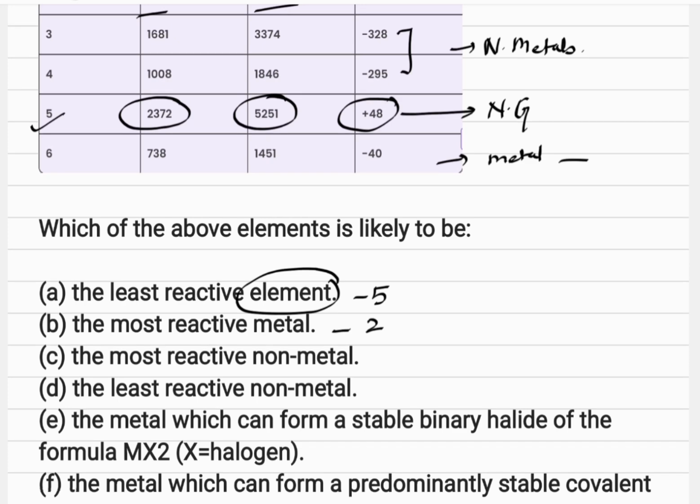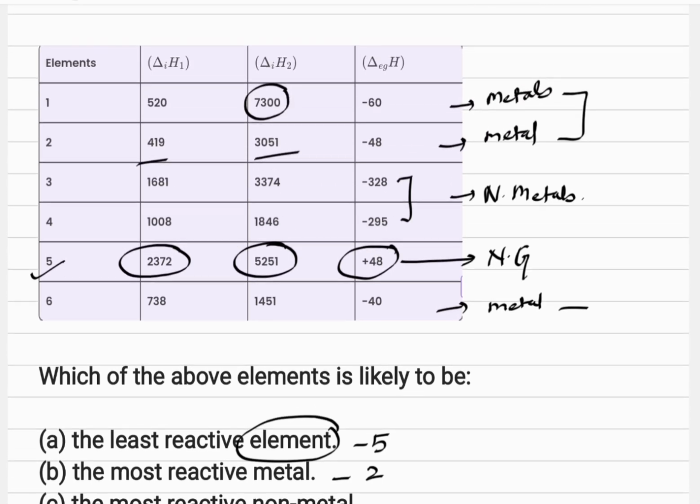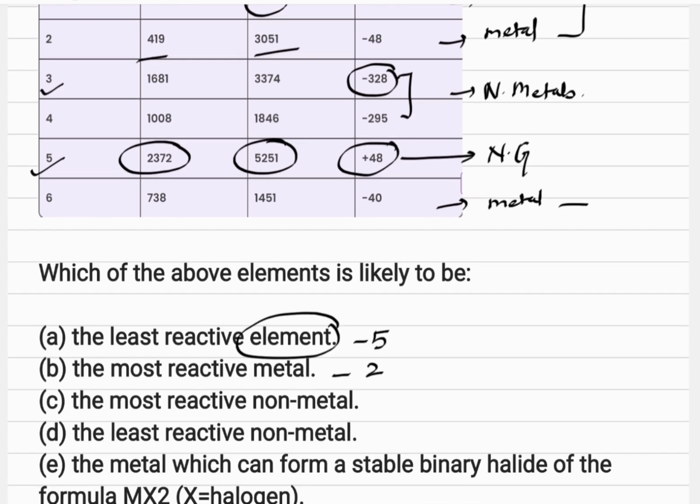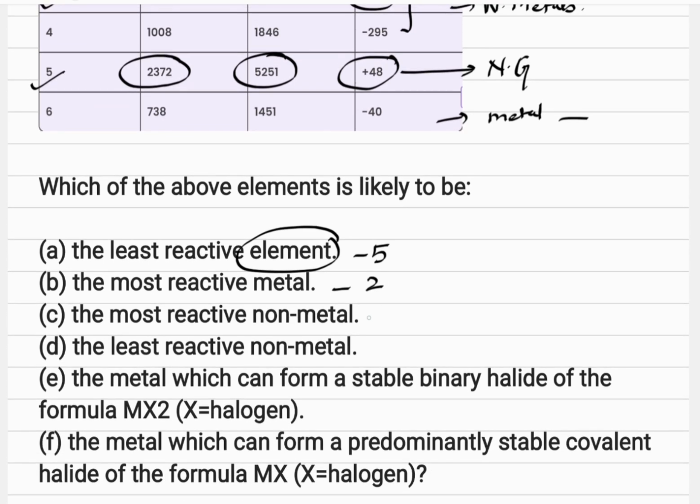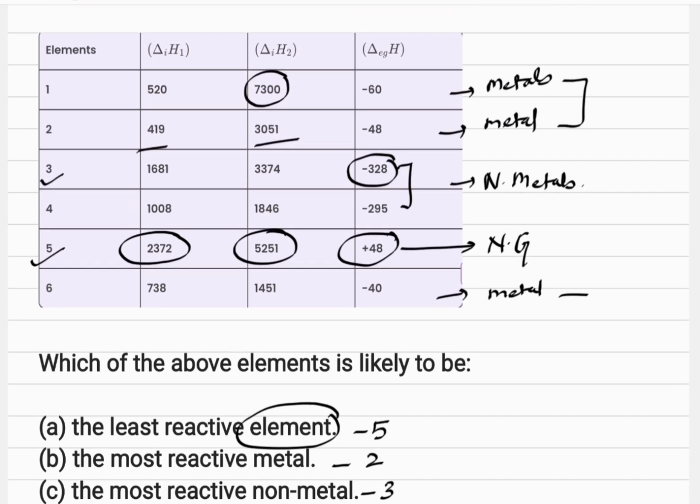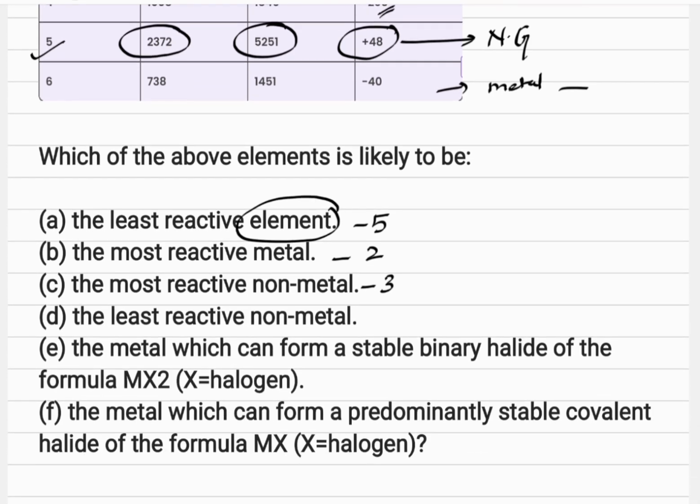Third is the most reactive non-metal. Of the two non-metals, element number 3 has highly negative electron gain enthalpy. That means a lot of energy is released when this accepts an electron. That means it is very reactive. So again, element number 3. Least reactive non-metal, we have only two non-metals. If this is more reactive, then this is going to be less reactive.